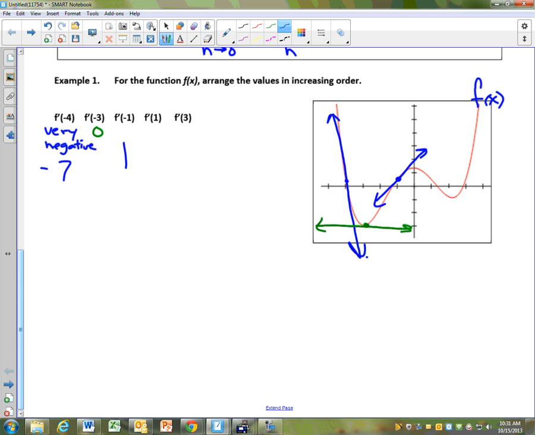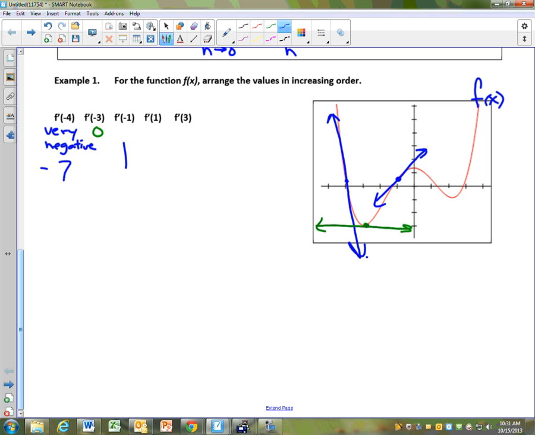So, as we estimate the slope, we're just drawing a tangent line and saying what appears to be the slope of that line. It's just a ballpark answer. Would you think 1 is a reasonable estimate? 1 would be at about a 45-degree angle? I think that's fair.